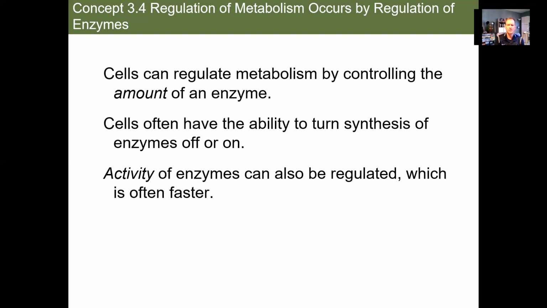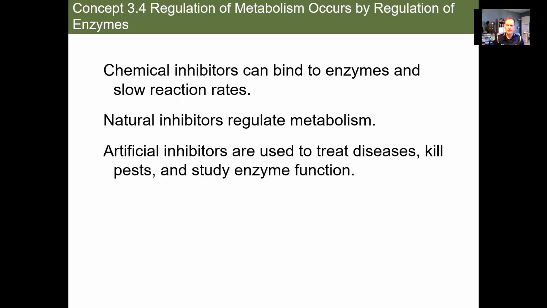Okay, so chemical inhibitors. Those are one way that we can slow enzymes down. There are natural ones and there are artificial ones. Basically, chemical inhibitors are going to bind enzymes and slow down the reaction rate, usually by affecting the active site, making it accessible or inaccessible. All right, so here are the different types.